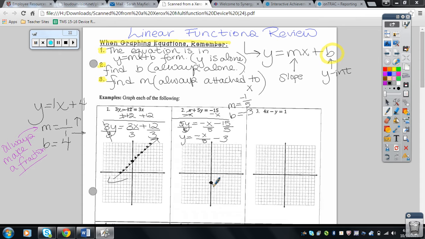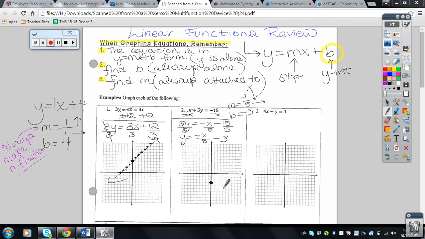Alright. Now notice my slope, I'm going to apply rise over run, but notice my slope is negative. So instead of going up, I'm going to go down and to the right. So I'm going to go down 1 and to the right 5, because rise over run. So from my point, you go down 1 because it's negative, and you go to the right 5.